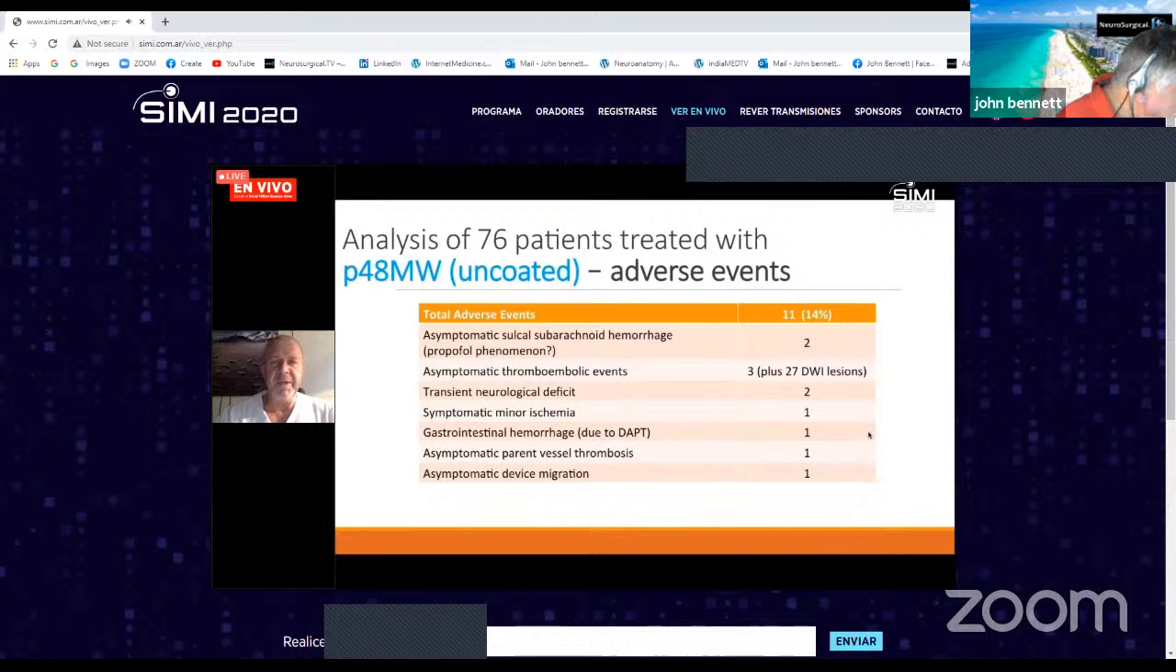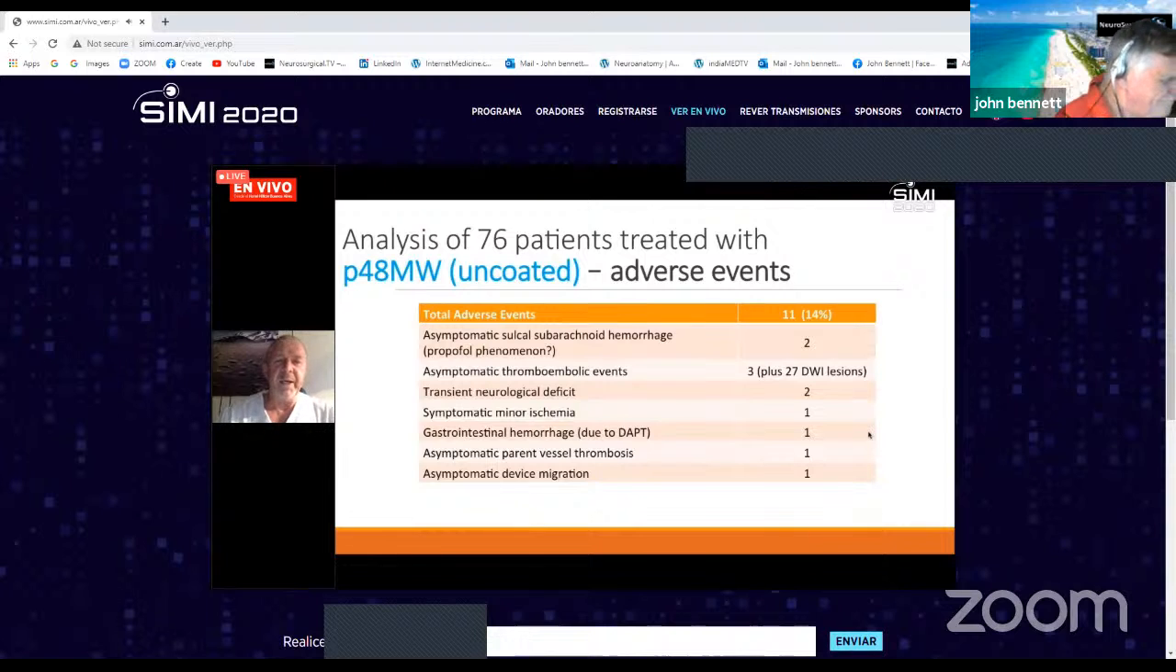This is a breakdown of the adverse events. We had 2 asymptomatic sulcal hemorrhages. We are not totally sure if these were really hemorrhages. What we saw was on FLAIR MR images a white signal, a white phenomenon in the sulci, and as we know from other experience, this can also be related to the administration of propofol for general anesthesia.